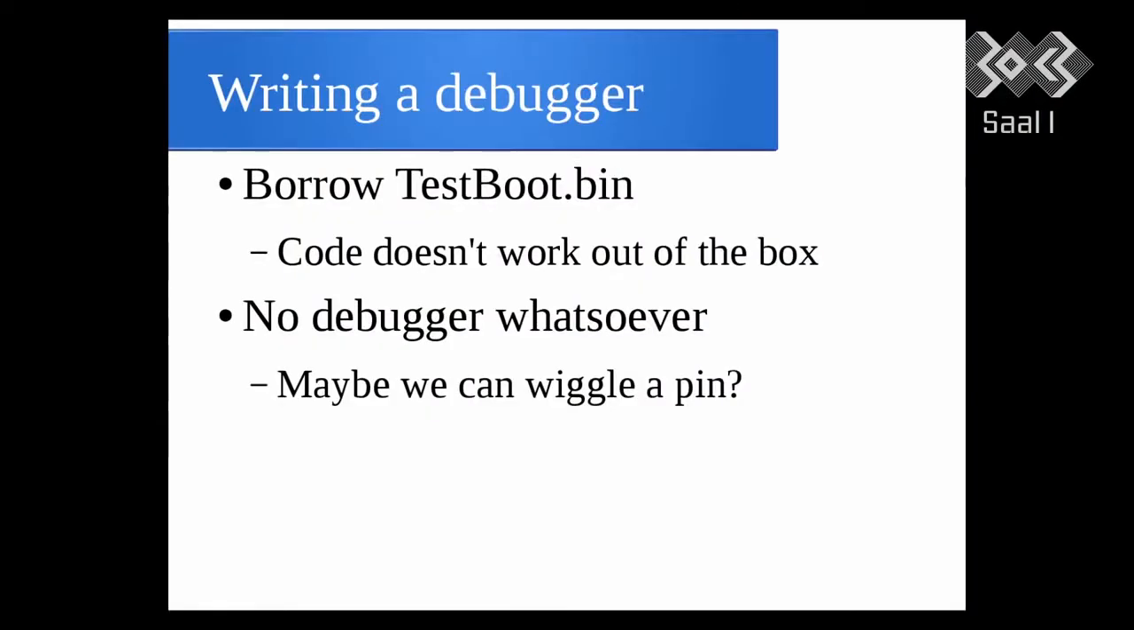So the first thing we do to write a debugger is we borrow testboot.bin, and it doesn't work. We don't already have a debugger, so we can't figure out what it does. And the first thing I want to do in this, maybe we can wiggle a pin, get some sign of life. So we decided to go hunting for a GPIO.